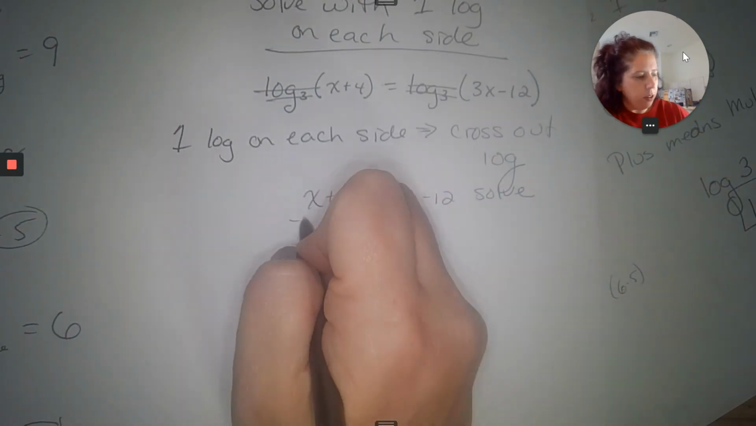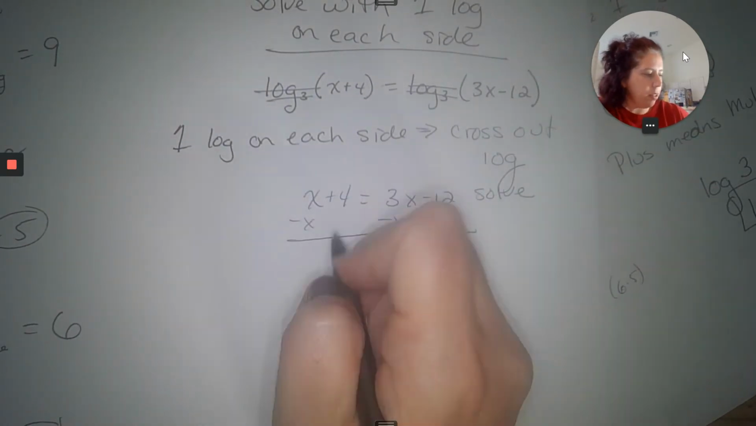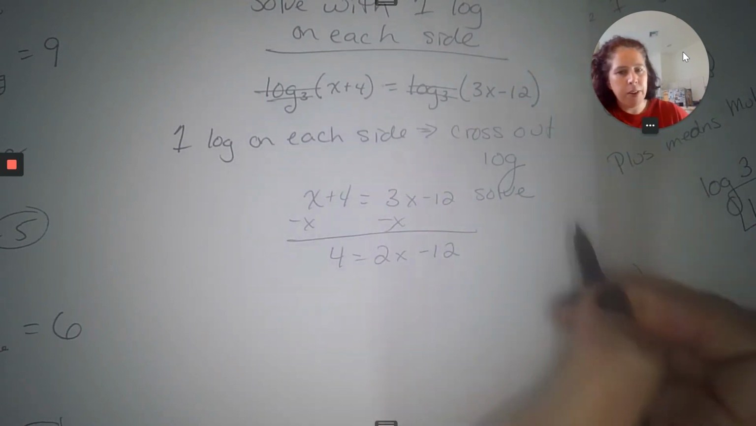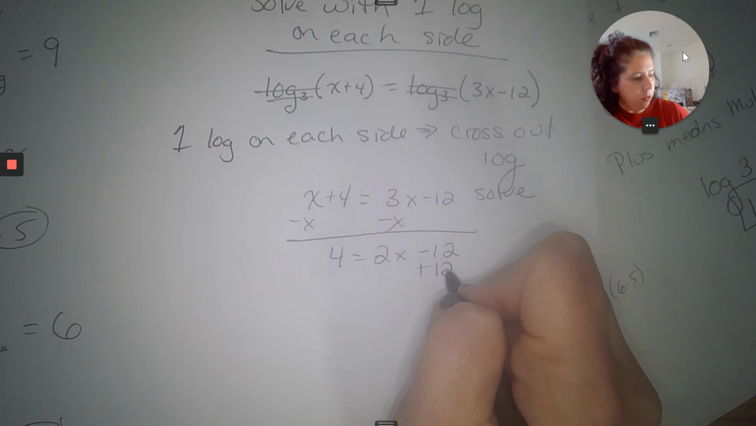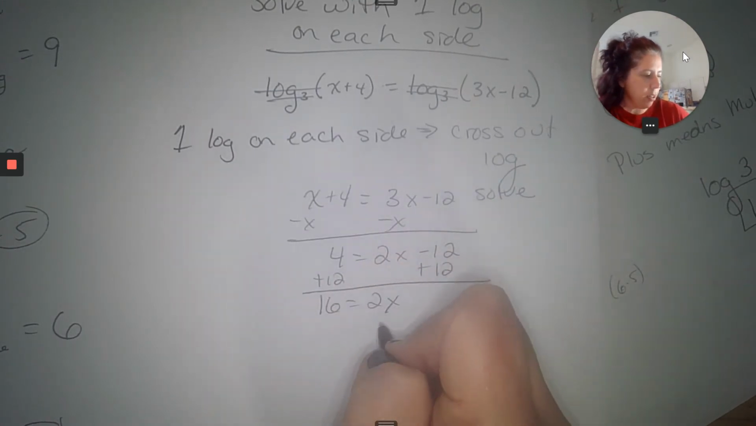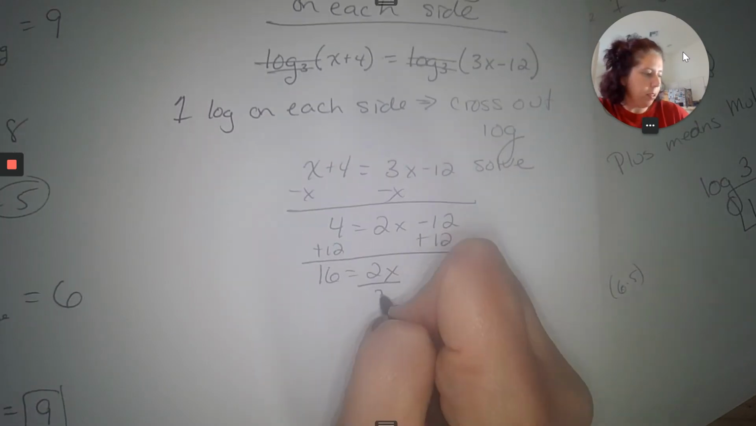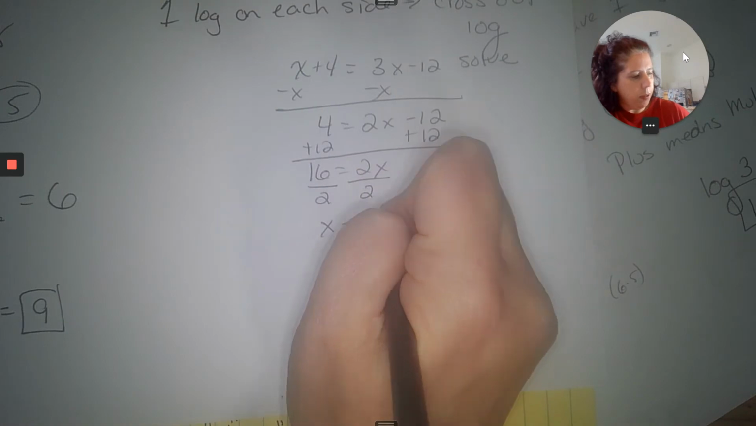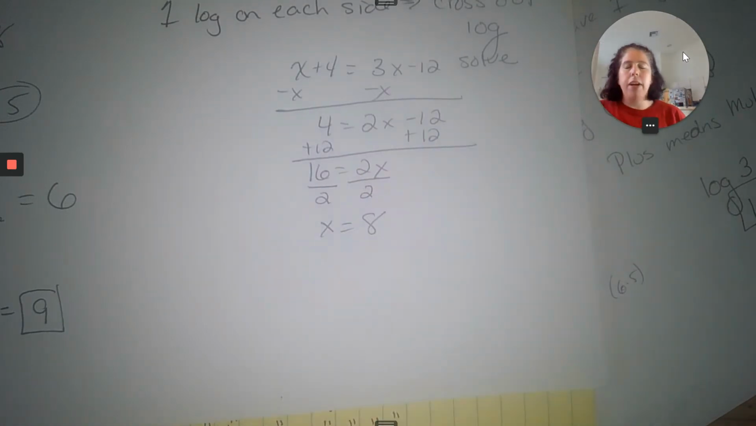Okay, all you're going to do is cross out the logs. Guys, I'm literally going to cross out the logs. So all you're left with is x plus 4 equals 3x minus 12. And then you're going to solve that. Subtract x from both sides. Now, again, we talk about this all the time. You may be solving yours a different way, and that's fine. I'm going to add the 12 to the other side. I get 16 equals 2x. Divide by 2. So x is 8.